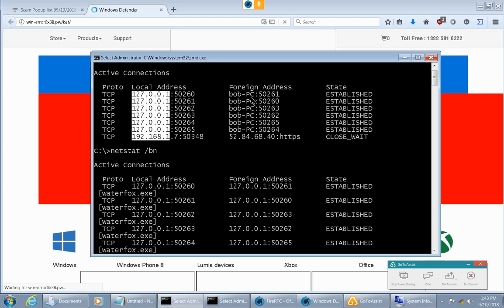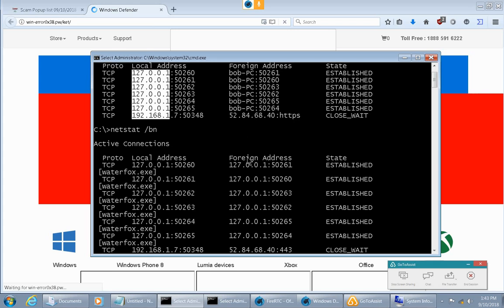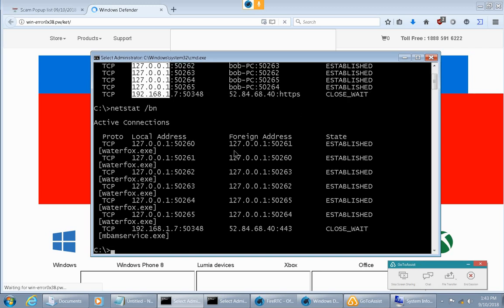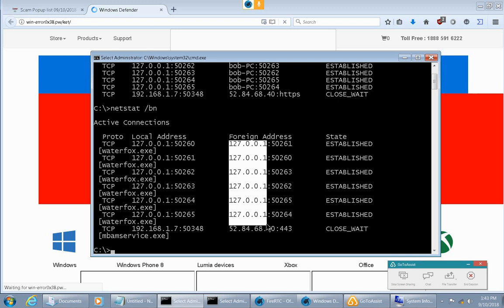Now over to the right, you see Bob. That's the name I gave my PC when I installed my operating system. Now when I use the N switch on the remote side or the foreign side, it changed to the IP. As you can see, instead of Bob, it's the loopback address. Once again, my computer is connected to itself.